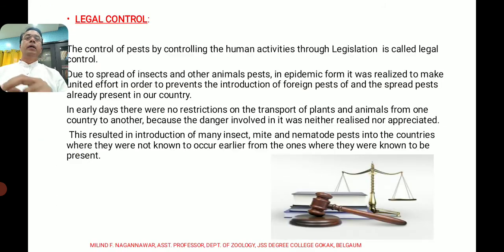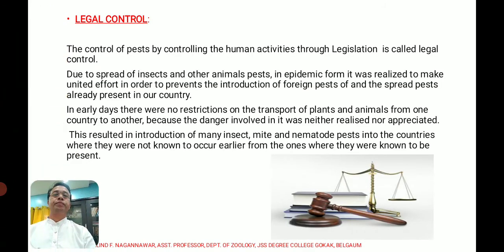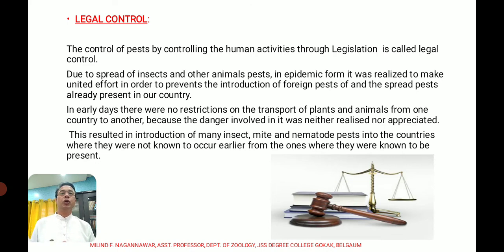Now, legal control. Legal control means the control of pests by human activities through legislation, by the law. How are pests controlled by the law? Usually, in earlier days, there was no restriction on the transport of plants and animals from one country to another, or from one region to another. Because of this transport, there is also transfer of pests with these plants and animals, and this causes epidemics.